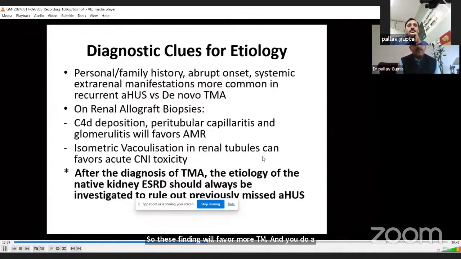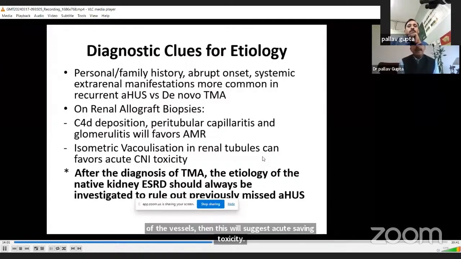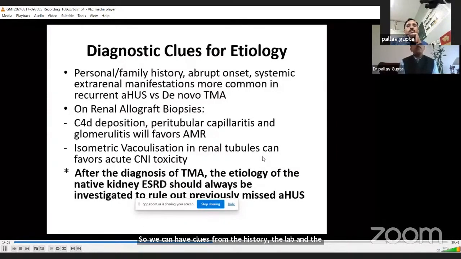On renal allograft biopsies, do we have a clue? Yes. If the patient has C4d deposits or peritubular capillaritis and glomerulitis, it will favor ABMR as a cause of TMA. If we are able to see isometric vacuolization in the renal tubules and hyalinosis of the vessels, then this will suggest acute CNI toxicity. So we can have clues from the history, the lab, and the biopsy as well, which can point towards the etiology of post-transplant TMA.